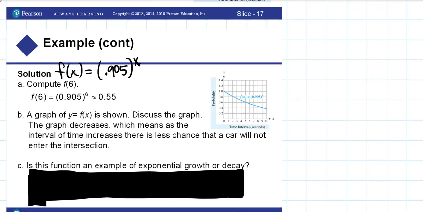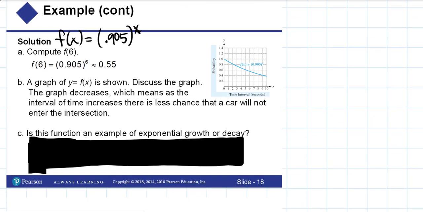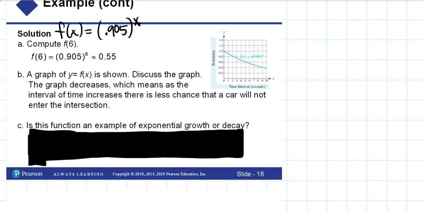They say the graph decreases so that as time passes, there's less chance that a car is not going to come around. So the longer the time this road is left alone, the less chance that it won't have a car pop in. And it says, is it an example of growth or decay? We should be able to see just by looking at it, honestly, because the graph goes down as time goes along. It's a decay function.